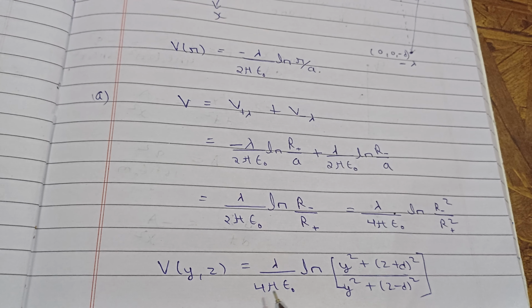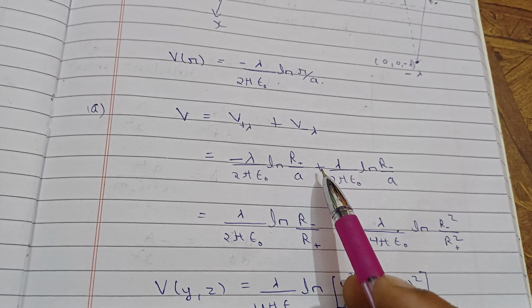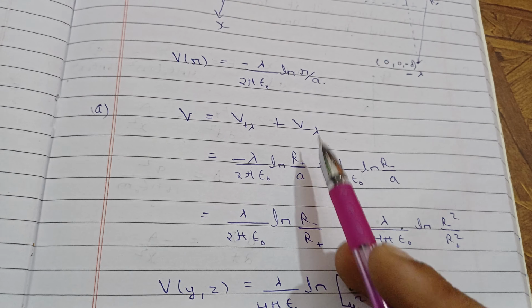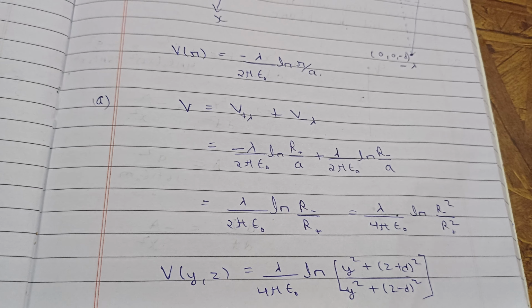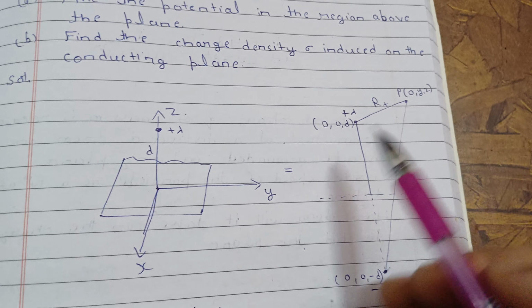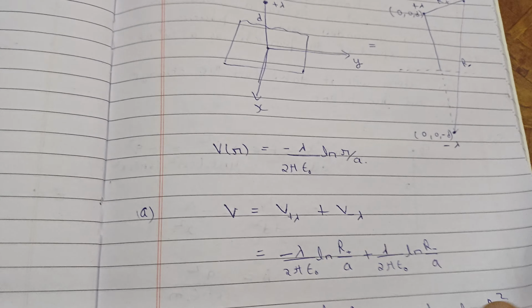You will get V equal to lambda by 4 pi epsilon naught. This a will be neglected because it will cancel out when you take the log. It will be log of r minus square divided by r plus square. So this will be your potential. Now you have the potential in the yz plane above this plane, so if you have the potential, you can find the charge density.